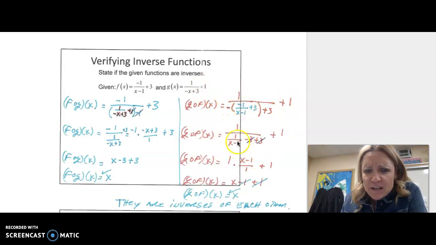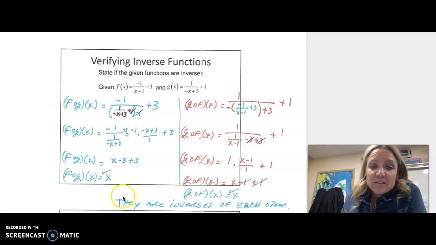Okay, so first distribute that negative sign. That makes that positive. That makes that plus 3 minus 3. And then these guys are opposite and they go to 0. So now we have another fraction divided by a fraction. So we're going to multiply by the reciprocal like we did over here. And that gets us the x minus 1 in the numerator, the 1 in the denominator. The 1's cancel, and we're just left with the x minus 1, plus this 1 over here. And then these guys are opposites, so they go to 0, and we're left with just x. So we have x, and we have x, so we say yes, they are inverses.